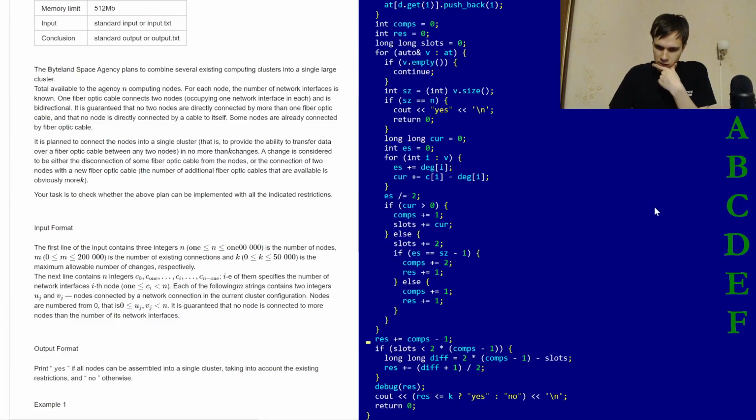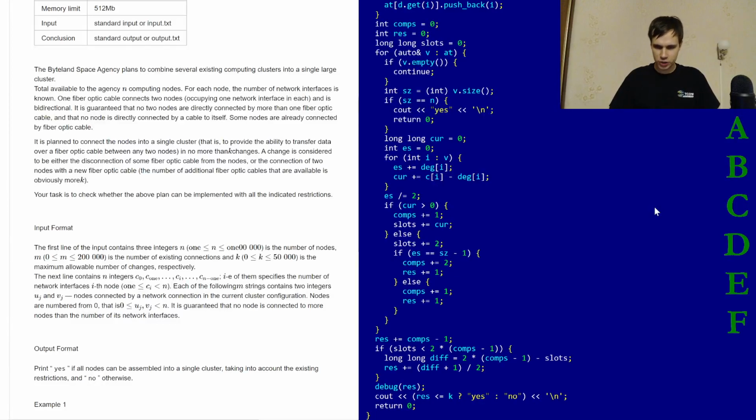And in the end, since I have comps components, I just increase the answer by comps minus 1, which is the number of additional connections I should create to connect them all into one component. But there's also a different corner case, whatever you call it, that sometimes you still don't have enough free slots in your connected components, right? For example, if you have 3 components and each has just 1 slot, you cannot connect them. So you need to remove more edges inside some of the components.